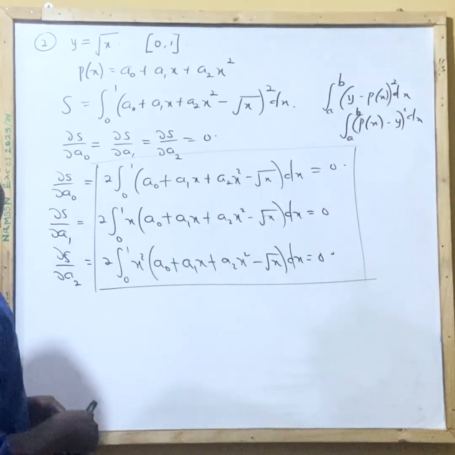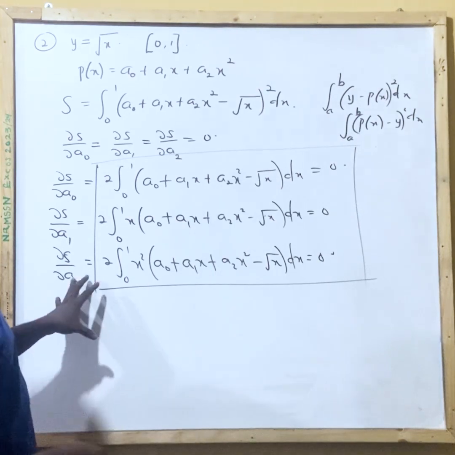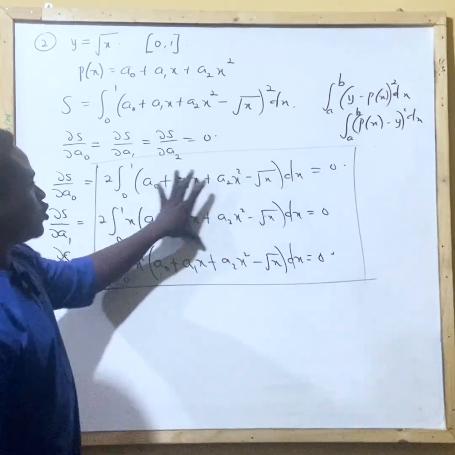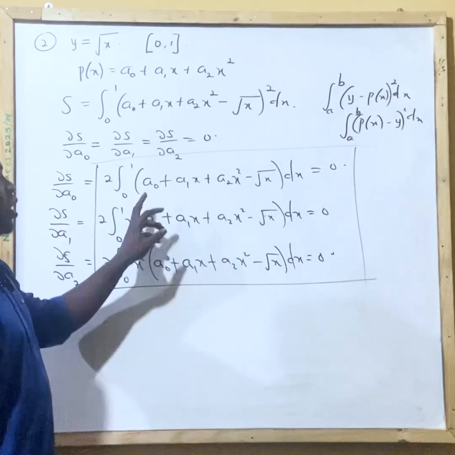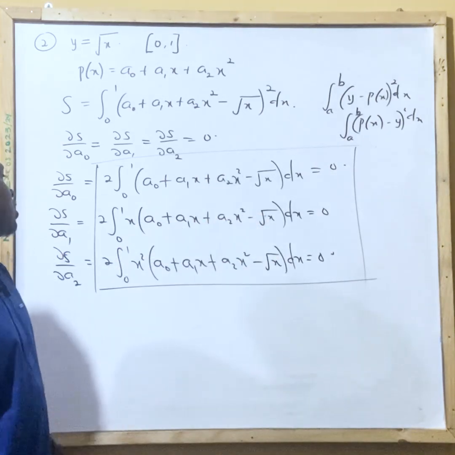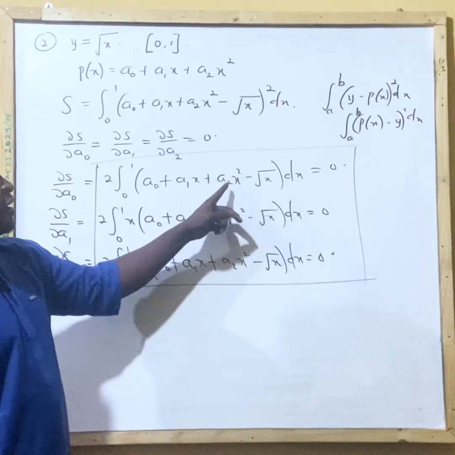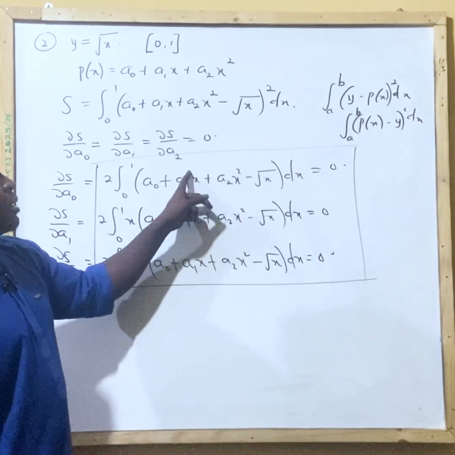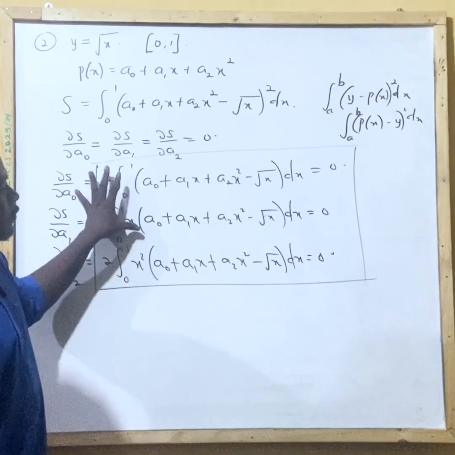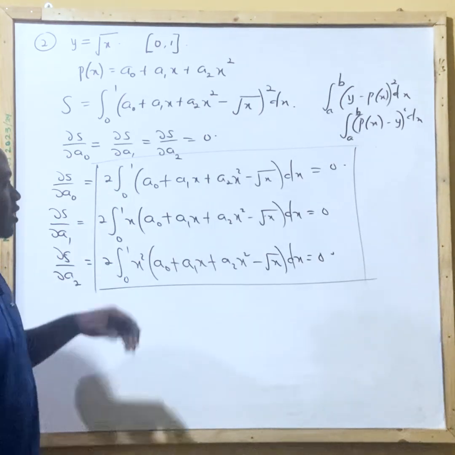If we do that, we will simplify these three equations, and from there we'll be solving for a naught, a1, a2, because every other thing there will be a constant. Here my variable will be a2, here a1, a naught. Same thing for the other equations. So let us expand together.